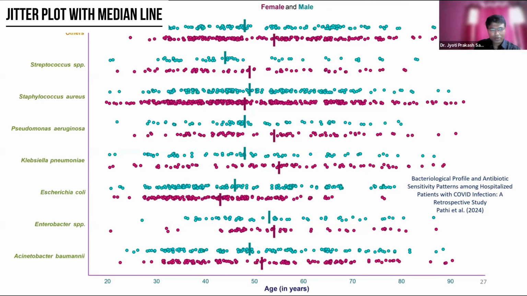This we have already seen, this jitter plot along with the median one. The age in years on the x-axis and the specimen, the pathogens on the y-axis. And males and females have been labeled with different colors. So the participant individual data is there, age data, and the median values.